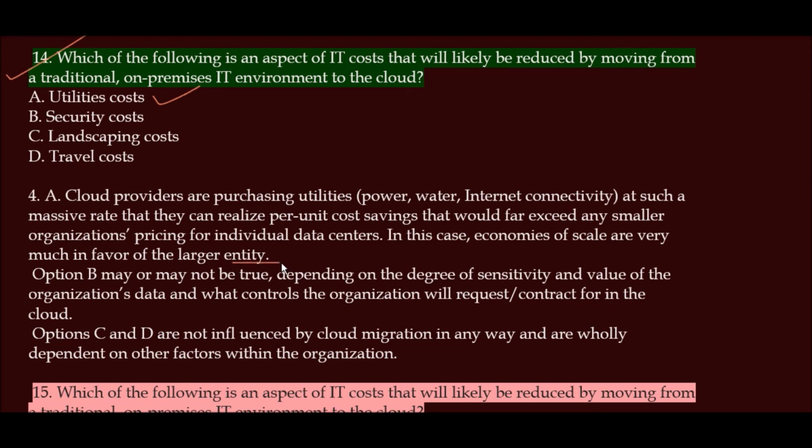Okay, option B, security cost, may be true, may not be true, because it depends on the degree of sensitivity and value of the organization's data and what controls the organization will request by contract in the cloud. If we are talking about option C, landscaping cost, and option D, travel cost, they are not influenced by cloud migration in any way and are wholly dependent on other factors within the organization. That's why option C and option D are incorrect. And here, the best answer is option A, utilities cost.